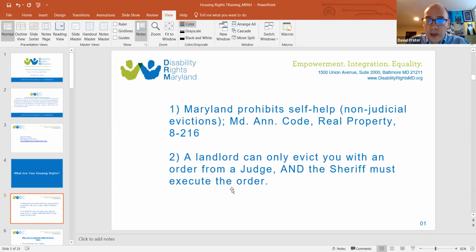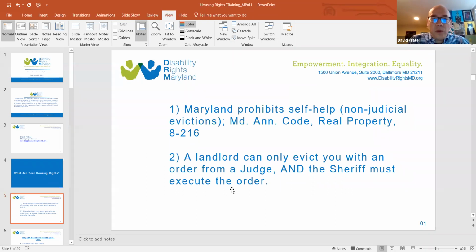And they can only do that when they have an order from the judge and when the sheriff executes that order. And basically what eviction cases are is a dispute over who gets the right to occupy residential premises. Is it the tenant or is it the landlord? Who gets the right to possession? And that's what a court hears in eviction proceedings.